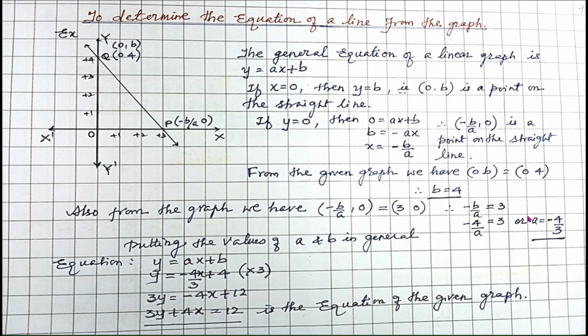Now put these two values of a and b in this general form, that is y is equal to ax plus b. Put it in that, we get y is equal to minus 4 by 3 x plus 4, and simplify it, that means bring it in standard form. Multiplying by 3 we get 3y is equal to minus 4x plus 12, and bringing this 4x to the left, it will be 3y plus 4x is equal to 12, which is the equation of the given straight line graph.